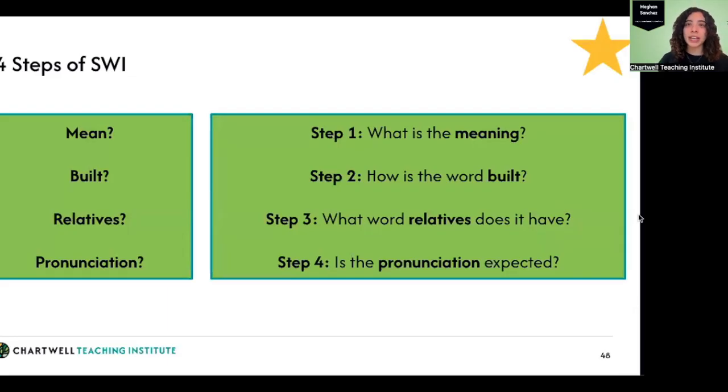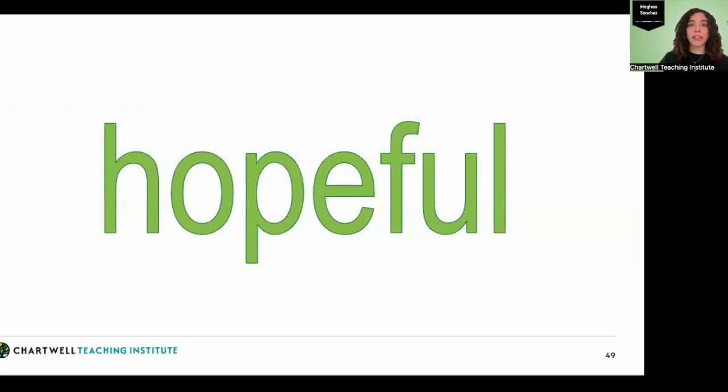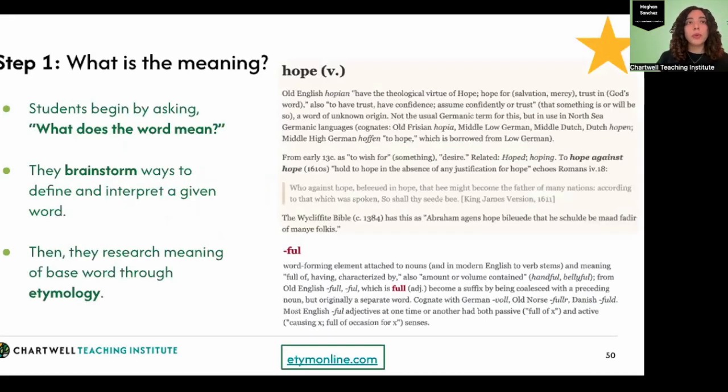The 4 steps of SWI. Step 1, what is the meaning of the word? Step 2, how is the word built? Step 3, what relatives does it have? And step 4 is the pronunciation expected. So we're going to be exploring this word together, hopeful. So step 1 is, what is the meaning?